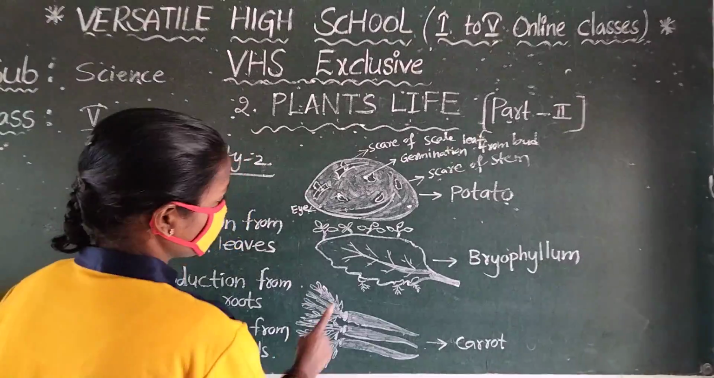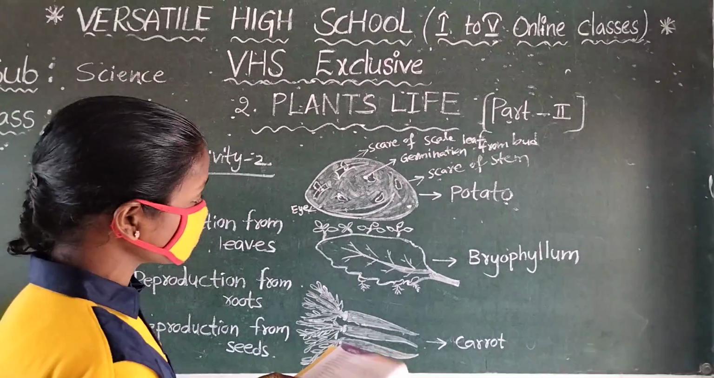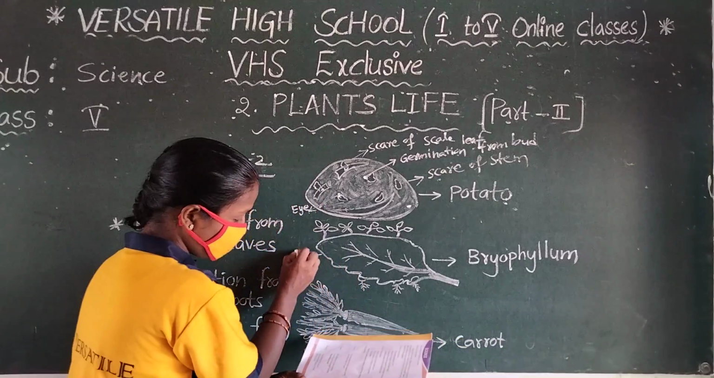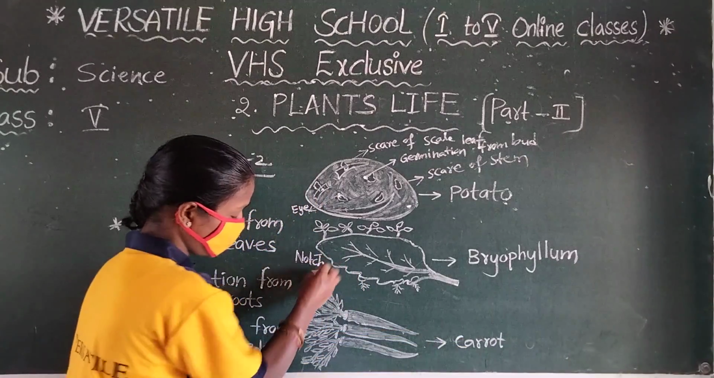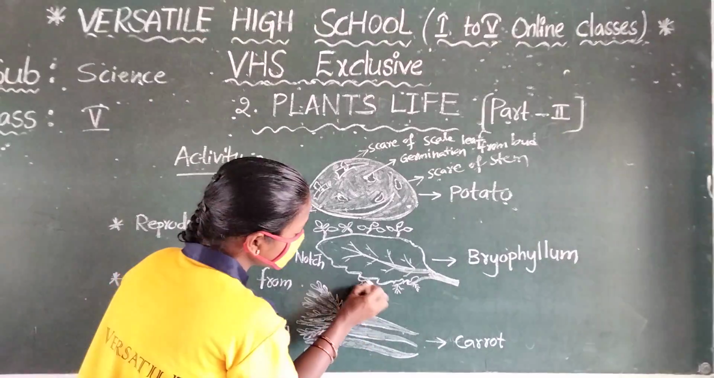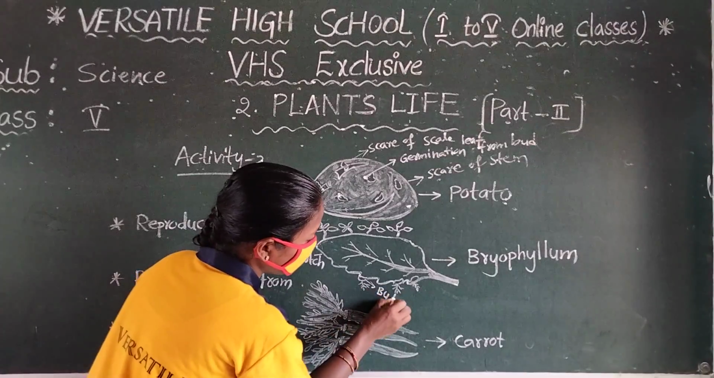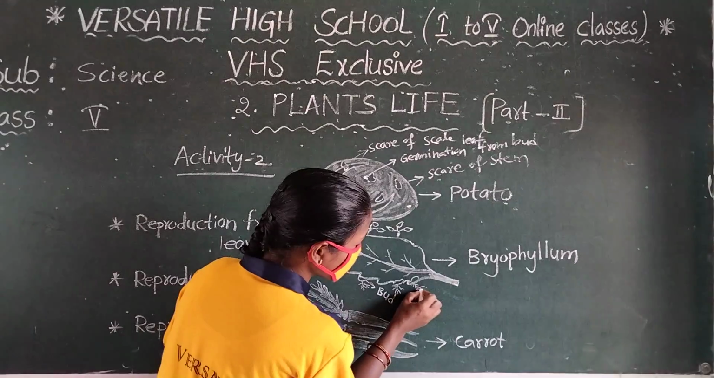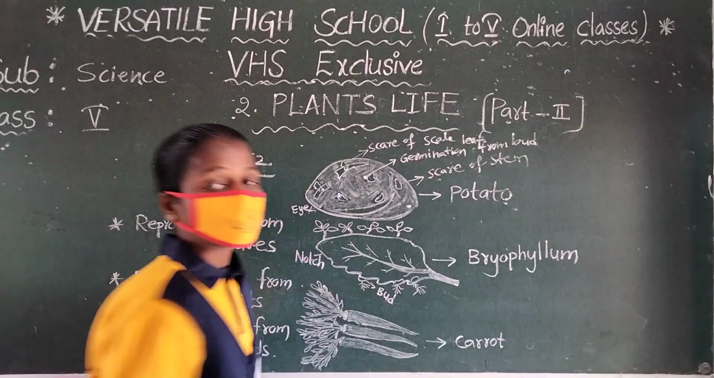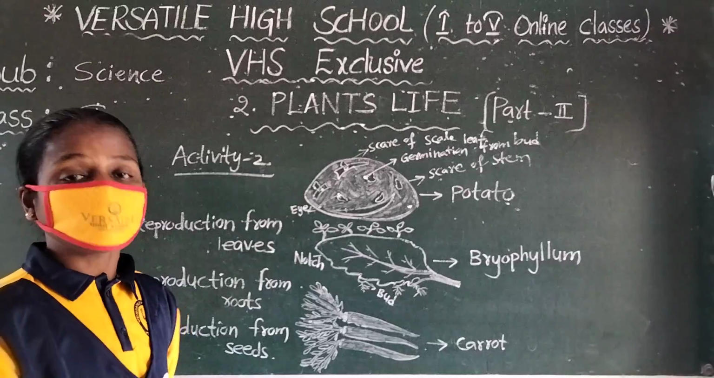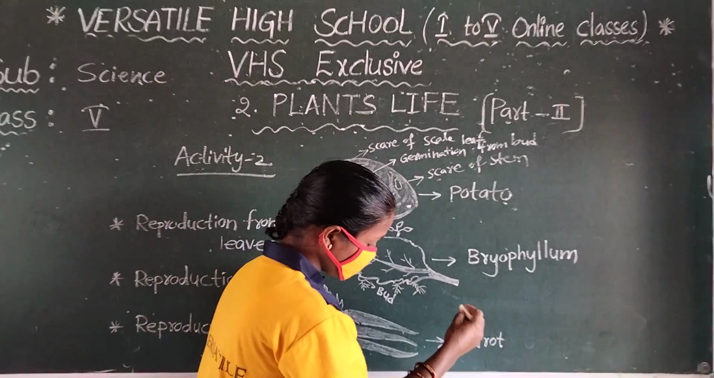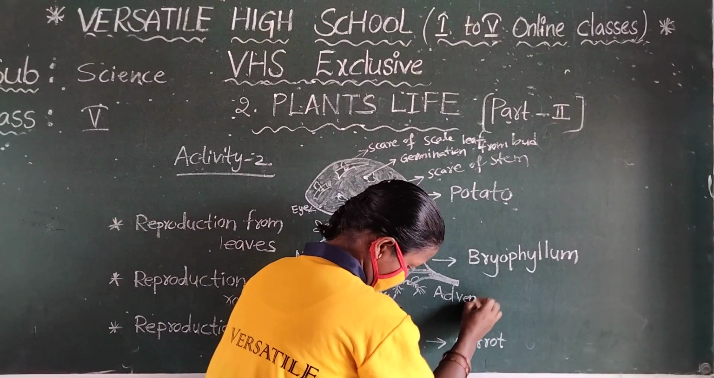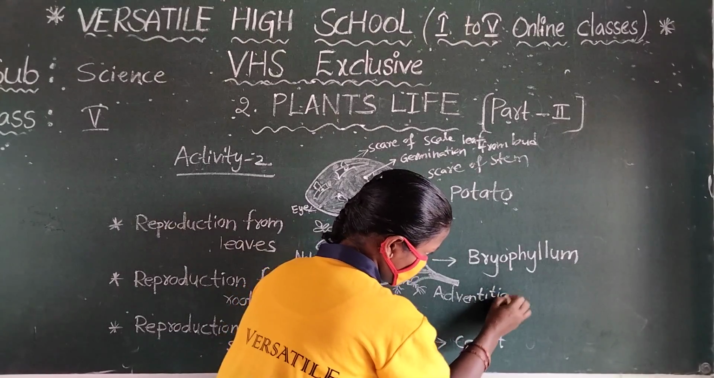And group 3, what are you taking here? You observe that, this is called a notch. And this one is called a bud, B-U-D. Observe whether small roots come outside or not. After a few days, after 1 week, you will observe these are called adventitious roots.